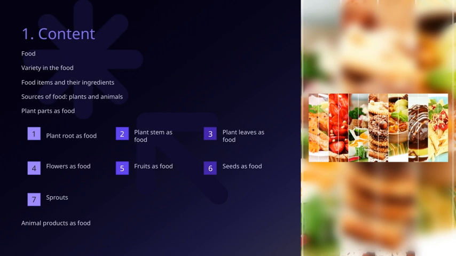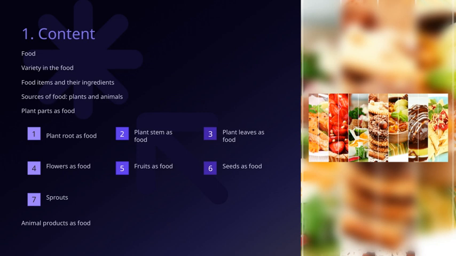Similarly, plant stems, such as celery or asparagus, are also consumed. We also enjoy flowers like broccoli and cauliflower, which are actually flower buds, and they're quite nutritious. Then there are sprouts, which are young shoots of plants, packed with nutrients and often used in salads and sandwiches. Fruits are another key category. Apples, bananas, berries, they all come from the flowering parts of plants and are naturally sweet and healthy.